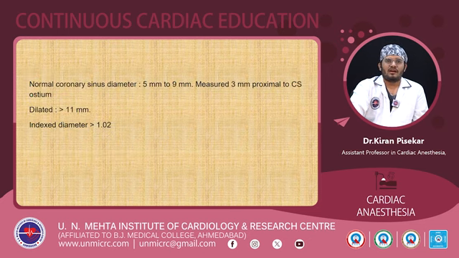Normally, the coronary sinus diameter is 5 mm to 9 mm, and it is measured 3 mm proximal to the coronary sinus ostium. It is dilated when it is more than 11 mm, according to various studies, and they have also given an index diameter of more than 1.02, which is calculated by dividing by body surface area.